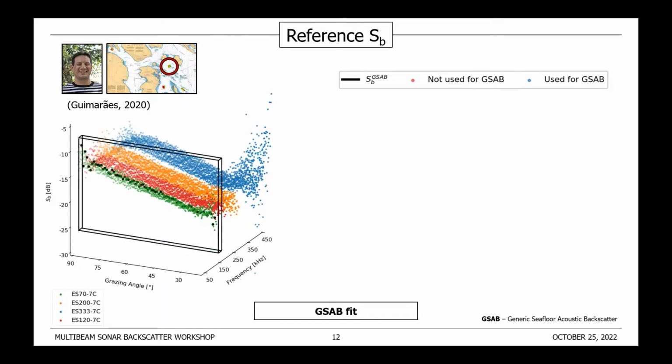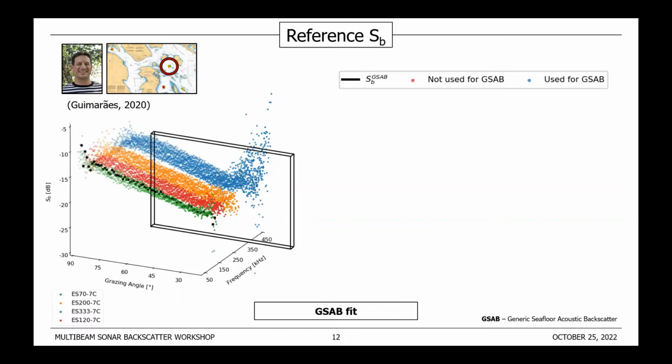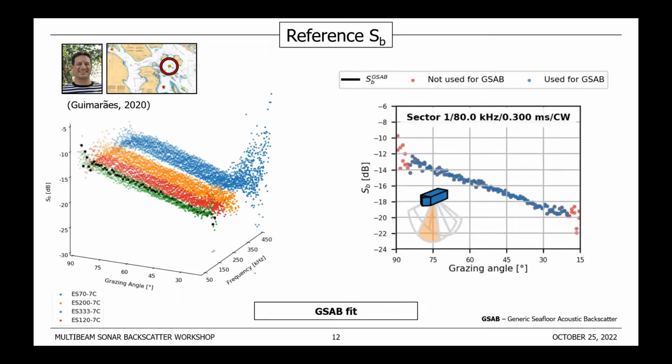But what I intend to do is slice this multispectral ARC at a specific frequency. In this case, I'm selecting 80 kilohertz because it's the center frequency of the center sector of the first swath of an EM710 operating in very shallow mode.